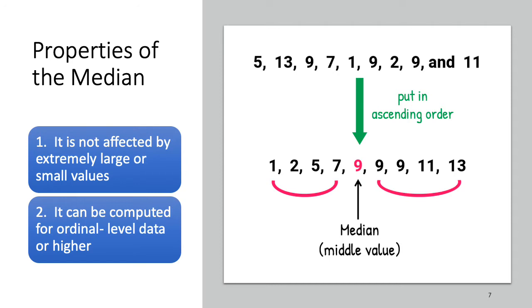So if we have a data set like the one seen above, the first thing we would do is put the data in order. Since in this case we have an odd number of observations, the exact number in the middle of the distribution will be the median. In this case, the median will be 9.